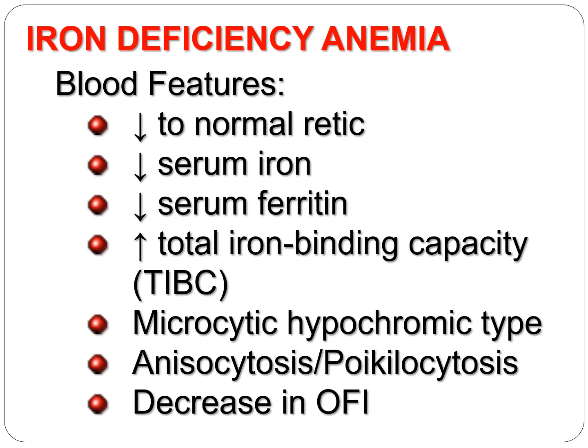So these are the blood features of an iron deficiency anemia: decreased to normal reticulocyte, decreased serum iron, decreased serum ferritin, and an increase of total iron binding capacity. In microcytic hypochromic type of anemia, there would be the presence of anisocytosis, or the variation in size and in shape. There will also be a decrease in the osmotic fragility test.